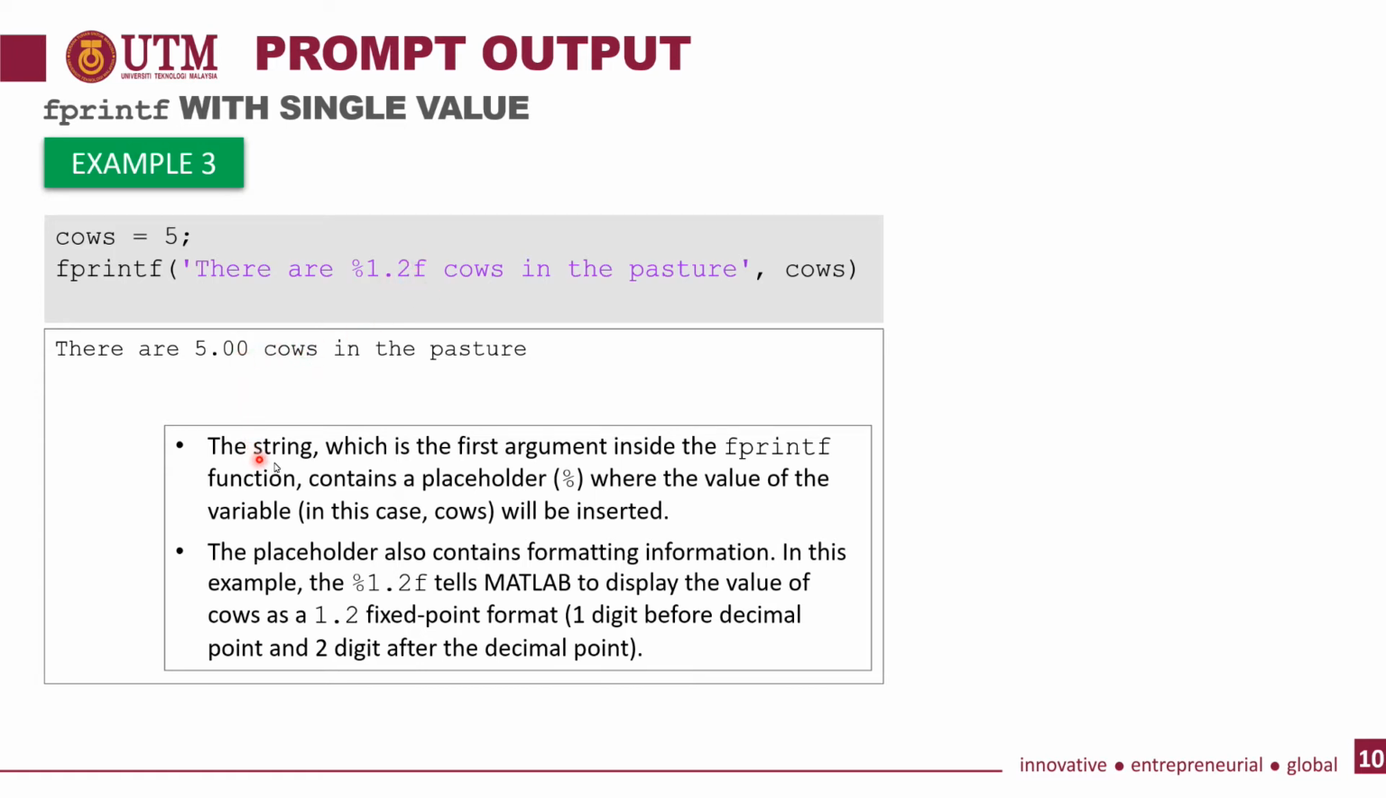So the string, which is the first argument inside the fprintf function, contains a placeholder where the value of the variable, in this case cows, will be inserted. So if you want to put the value of cows, you need to put the percentage and then the type of output. The placeholder also contains formatting information. So in this example, the %1.2f tells MATLAB to display the value of cows in fixed point format, 1 digit before the decimal point and 2 digits after the decimal point.